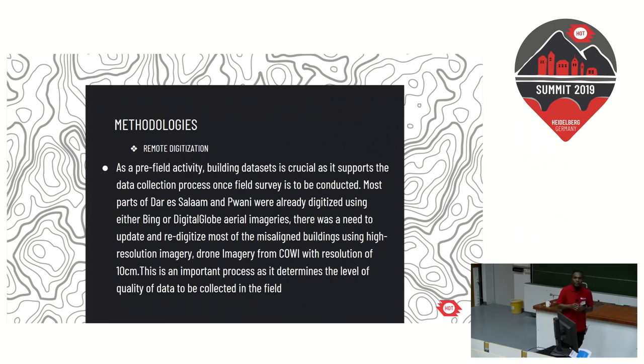After that, I've said we have three stages. We have pre-site activities that include the remote digitization of some of the places in there, as well as some of the small region that is called Puan. Most of the buildings have already been digitized, using Bing image as well as a digital premium image. After that, we were provided with the new drone image that has a high resolution of 10 centimeters. Therefore, our team started to redigitize the building footprints according to the homogeneous zones provided by ImageCat. The aim is to make sure the shapes as well as the alignments are well cleared.